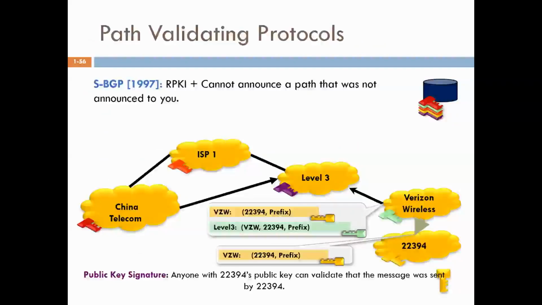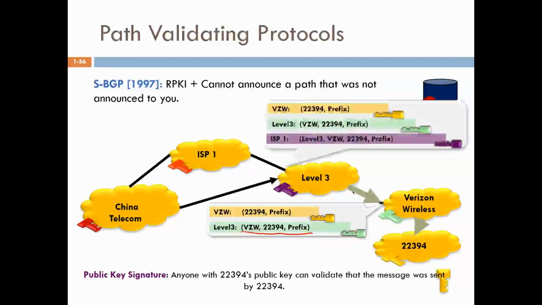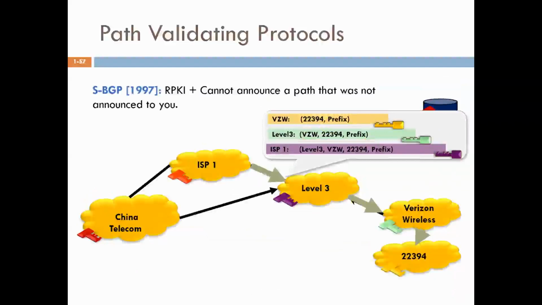Okay, and then when Verizon Wireless makes its announcement, it will say, I have actually an announcement that is from 22394, and the announcement is to Verizon Wireless, meaning that I am actually the destination of this announcement. And then Level 3 would do the same. It will include the announcement from 22394, which is to Verizon Wireless, and will include the announcement from Verizon Wireless. And so China Telecom in this case cannot hijack this traffic because if it hijacks the traffic, it will include Level 3, and the announcement from Verizon Wireless. Every announcement includes its destination.